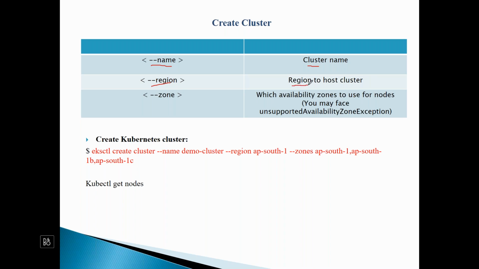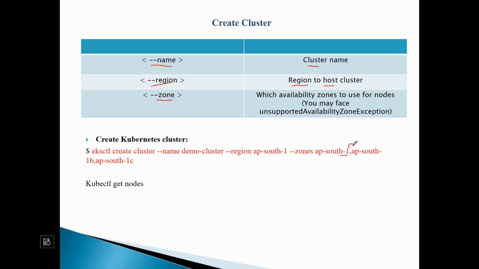Region is a physical location where data centers exist. So region is where you want to host your cluster, or in which region you want to host your cluster. Hyphen zones. Zones means availability zones. An availability zone is a discrete location, or different location, in a region where data centers exist. In my case, there are three availability zones.